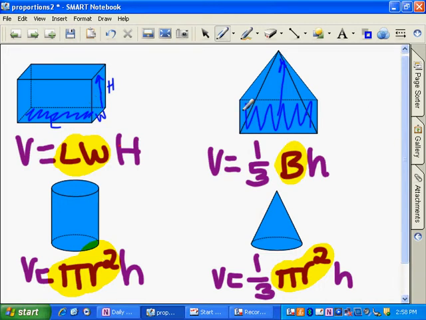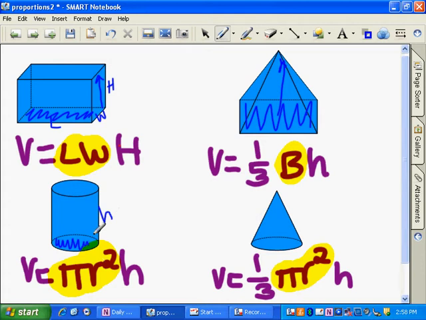But again, you're finding the area of the base. That's what the big B is. We're not talking about the base like in the base of a triangle. We're talking about finding the area of the base, multiplying it by the height, but then you have to divide by 3. For a cylinder, again, you're finding the area of the base and you're multiplying it by the height.